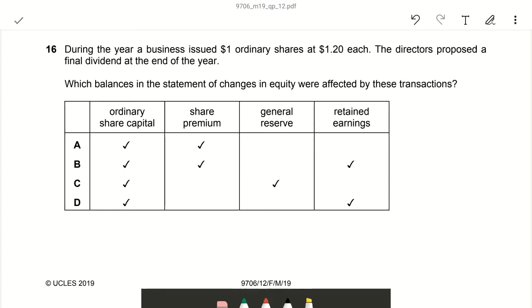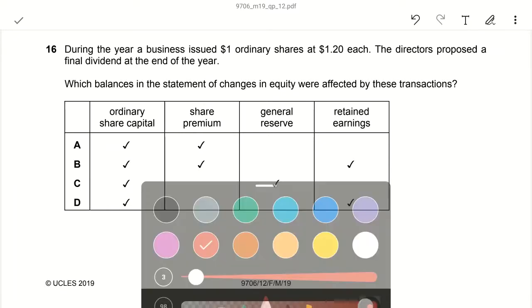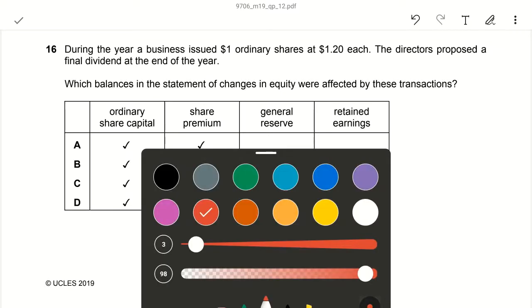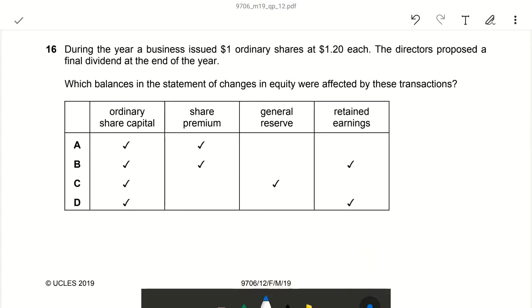In this video, we are going to solve question number 16 to 20 of March 2019 variant 12. First, question number 16. During the year, the business issued $1 ordinary shares at $1.20 each. The directors proposed a final dividend at the end of the year. Which balances in the statement of changes in equity were affected by these transactions?